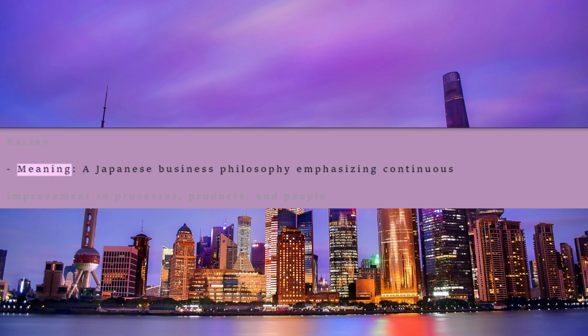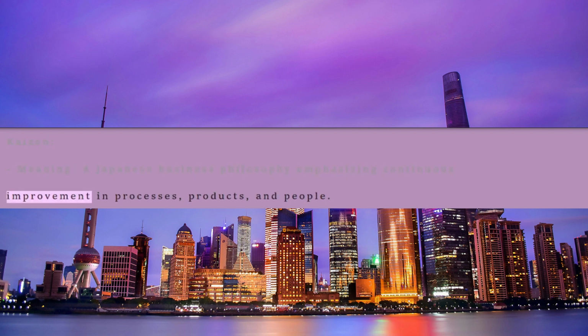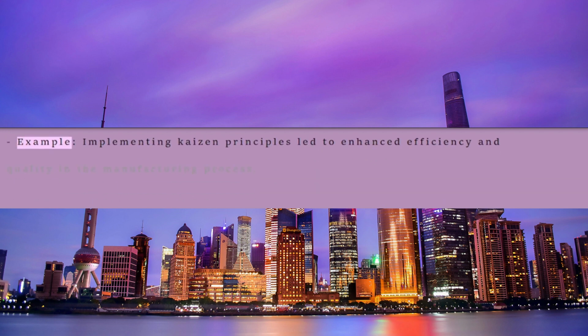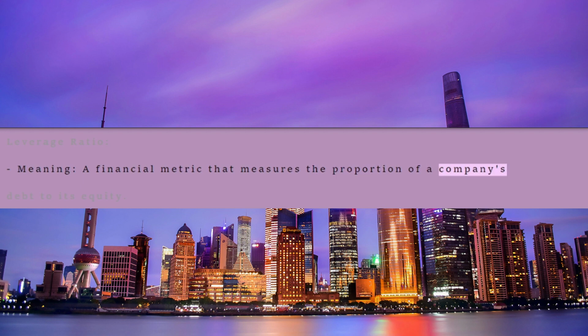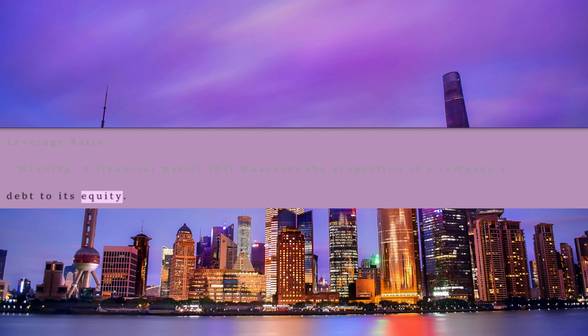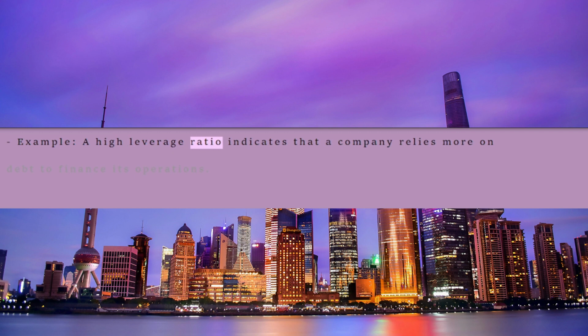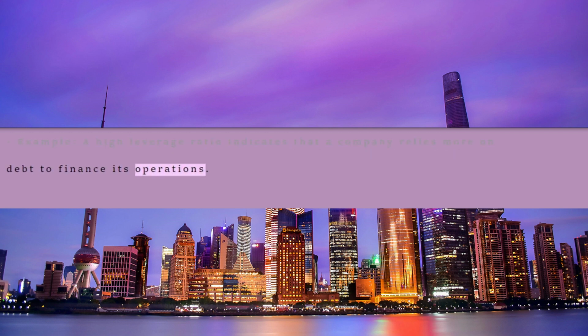Kaizen. Meaning, a Japanese business philosophy emphasizing continuous improvement in processes, products, and people. Example, implementing Kaizen principles led to enhanced efficiency and quality in the manufacturing process. Leverage ratio. Meaning, a financial metric that measures the proportion of a company's debt to its equity. Example, a high leverage ratio indicates that a company relies more on debt to finance its operations.